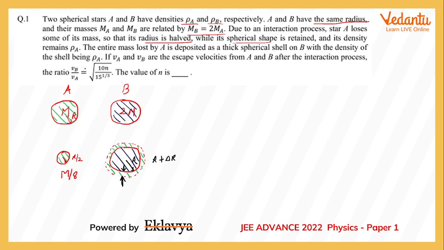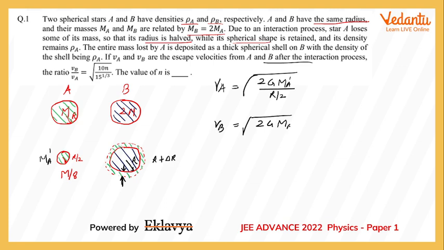Now the question says that VA and VB are the escape velocities from A and B after the interaction process. So that means that VA should be written as root of 2G MA prime, where MA prime is the mass after the interaction, divided by the new radius, which is R by 2. Similarly, VB should be written as root of 2G MB prime, where MB prime is the mass after the interaction, divided by the radius after the interaction, which is R plus delta R.